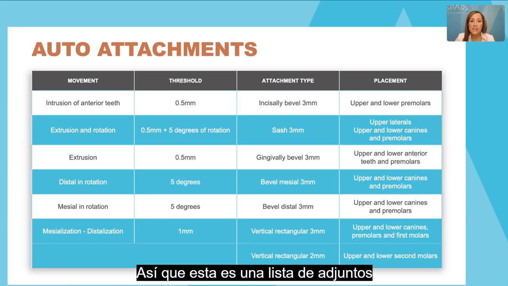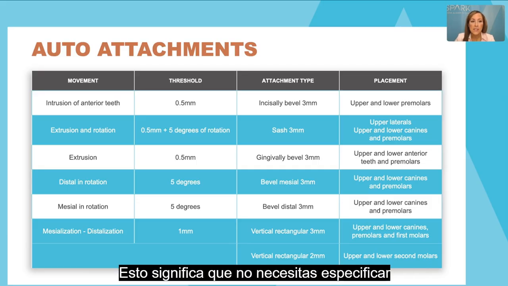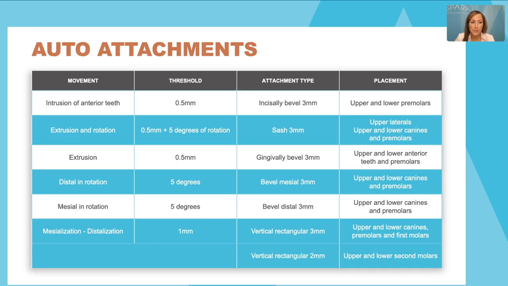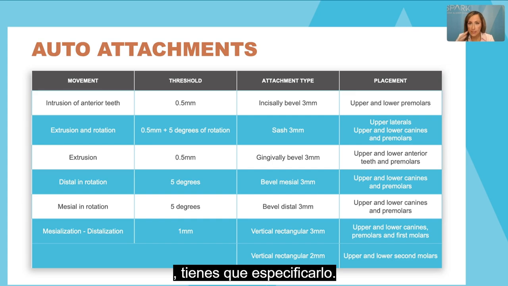So this is a list of attachments that are automatically placed by the software. This means you don't need to specify the attachment that you want for intrusion, extrusion, or a combination of movements like extrusion and rotation, distal in rotation, mesial in rotation, and lastly, mesialization and distalization. If you want something different from the default settings, you need to specify it.